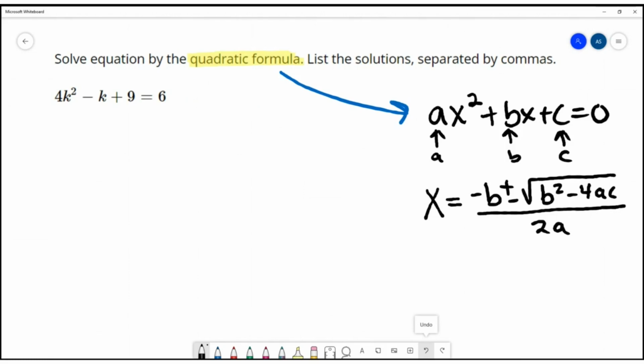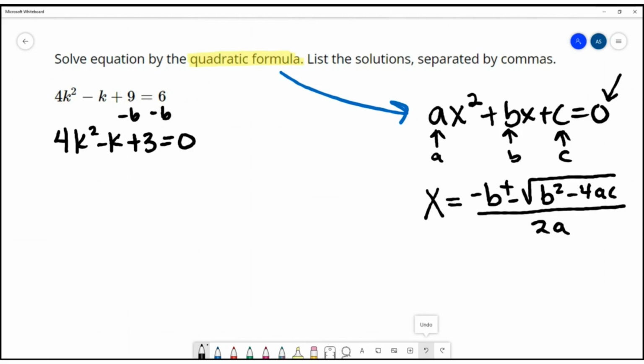So in our example, we have 4k squared minus k plus 9 equals 6. This is not the correct format to use the quadratic formula. So first, I need to rewrite it so that I have 0 on one side and all the terms on the other side. So I'll subtract 6. That's 4k squared minus k plus 3 equals 0. Now I have it written in the correct format, and I can identify what the a, b, and c are.